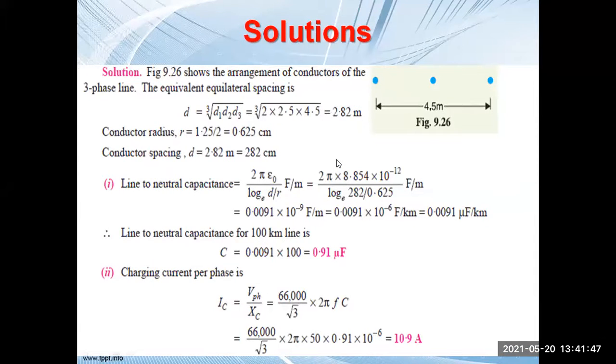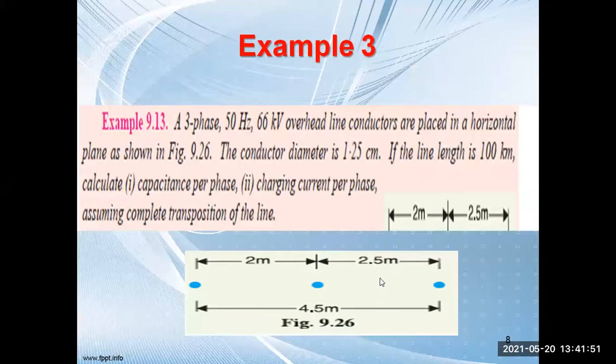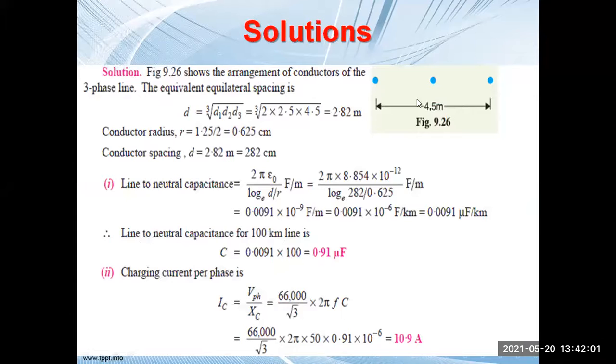Okay, now here, actually, what is happening? Of the distances A, B, C, the distance between A and B is 2.2 meter, and between B and C it is 2.5. Between A and C it is 4.5. Okay, so the mutual distances are not equal.